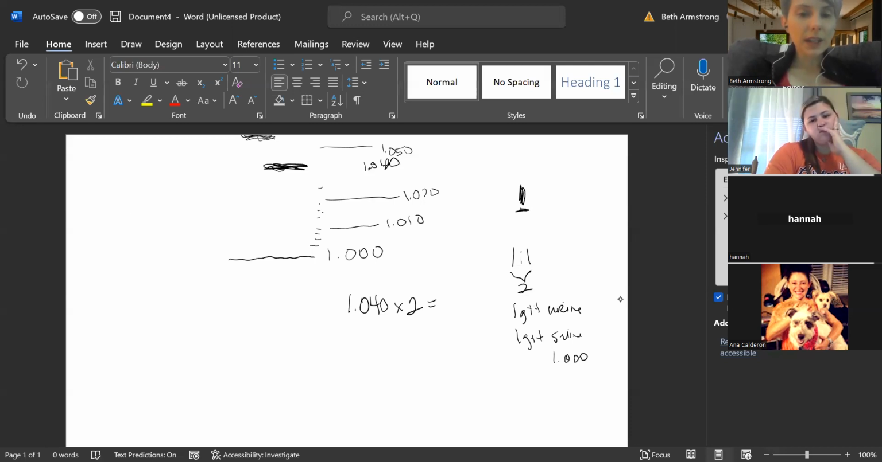We have to leave this though, because this is going to be our constant. So we're really just multiplying just this part. So it's actually going to be 1080.